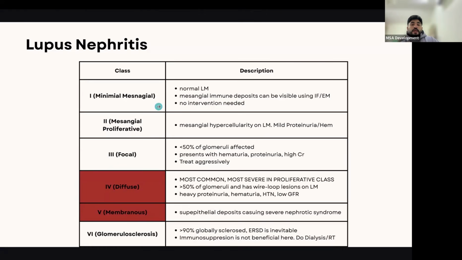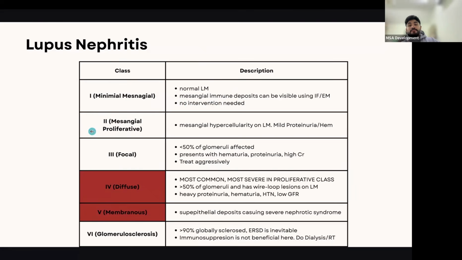So the first stage is what we call the minimal mesangial stage. Here you're basically going to have a normal kidney under the light microscopy. However, you're going to start seeing these immune deposits within the mesangium under immunofluorescent light or electron microscopy. In this stage, honestly, you don't need to do anything because the patient's not complaining of anything.